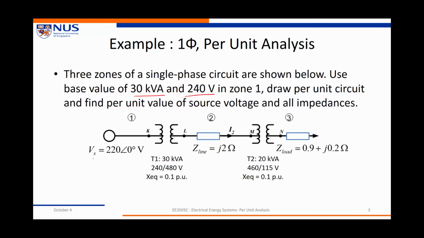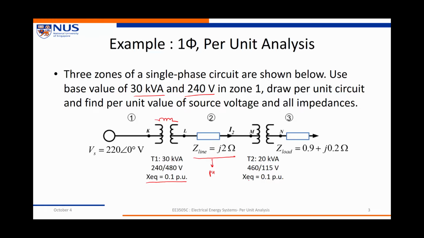The voltage source doesn't have any impedance. At the first transformer T1, we have an equivalent impedance of 0.1 per unit. So I can represent this transformer using just one impedance of some per unit value. This is the old per unit value. We may have to find what the new per unit value is here. And here we have the Z line impedance, which is given in ohms. We'll need to convert this to per unit.